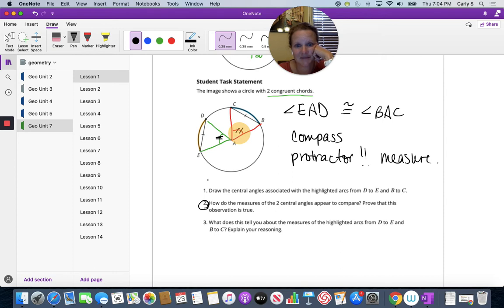What does this tell you about the measures of the highlighted arcs from D to E and B to C? Well, what's really cool there is this arc is congruent to that arc. So when your central angles are congruent, your chords are congruent, and your arcs are congruent. Those are all connected as long as it's a central angle. It has to be a central angle.